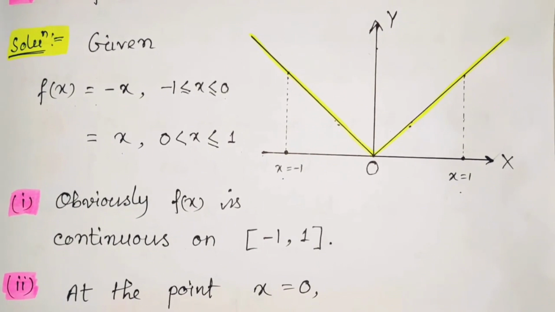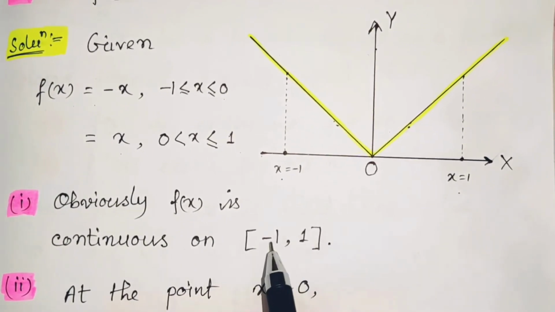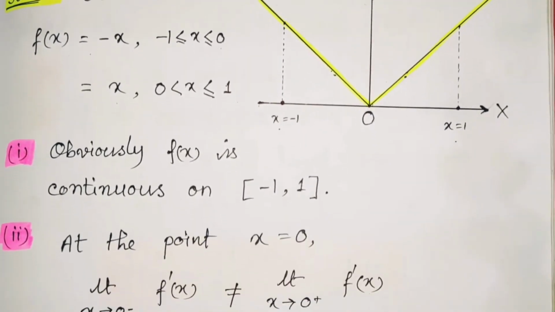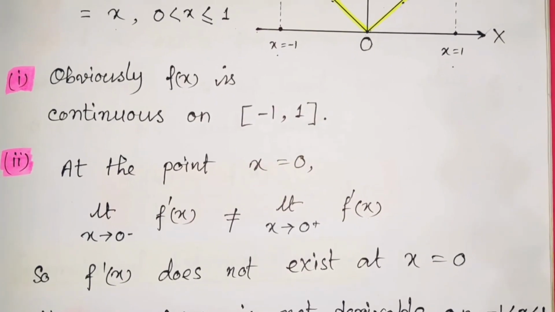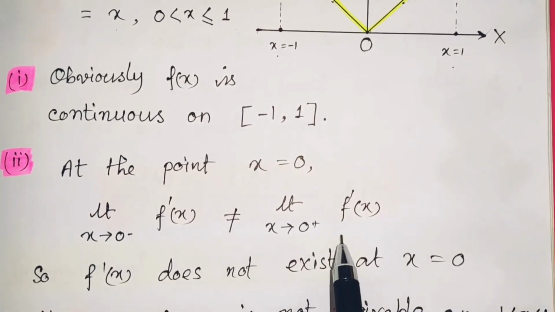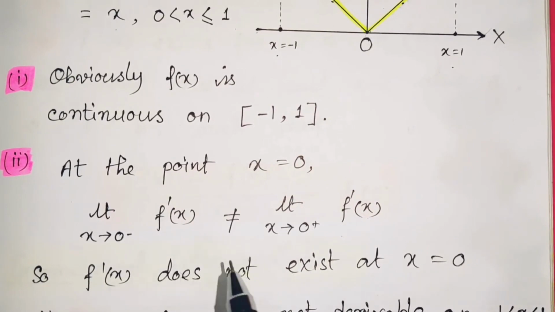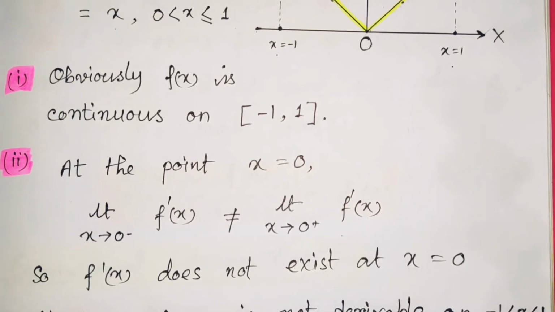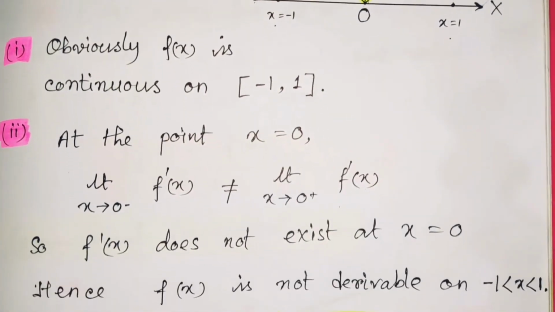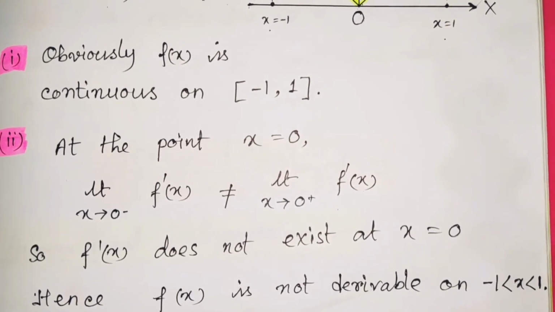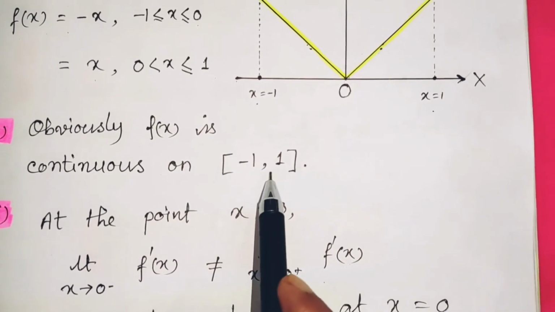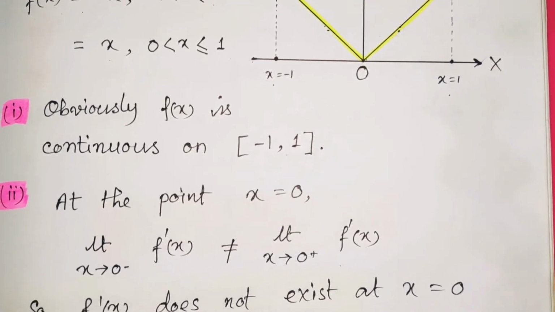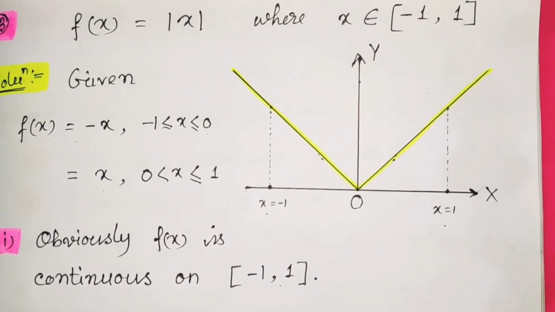So obviously the given function is continuous within this entire range, but at exactly the point 0 the derivative doesn't exist, because if we take the left hand and the right hand derivative, we find the value is -1 on one side and +1 on the other. So the derivative doesn't exist at this point, and Rolle's theorem is not applicable, because within the interval there is a point where the given function is not differentiable. That's why Rolle's theorem is not applicable for this particular function.